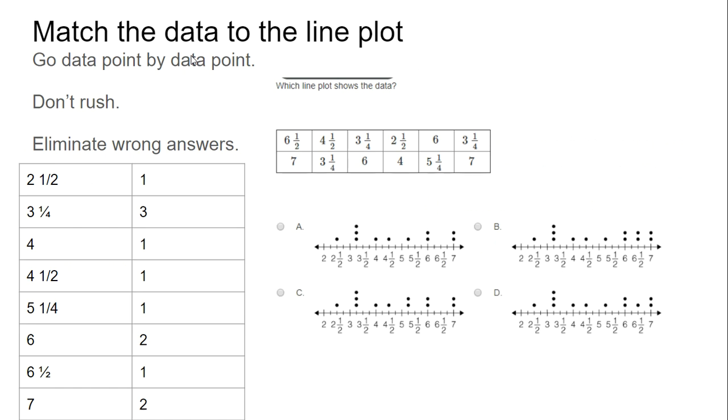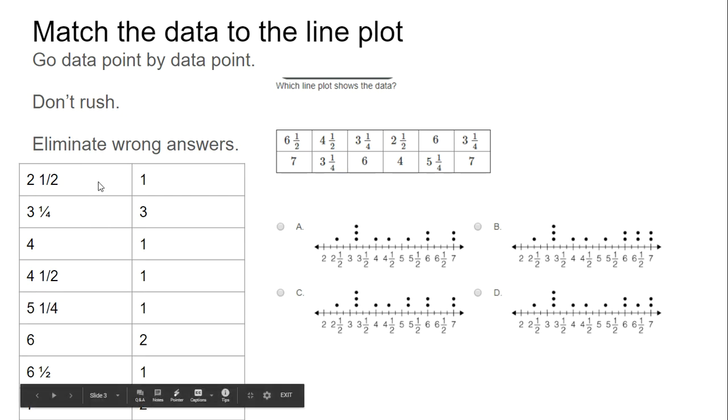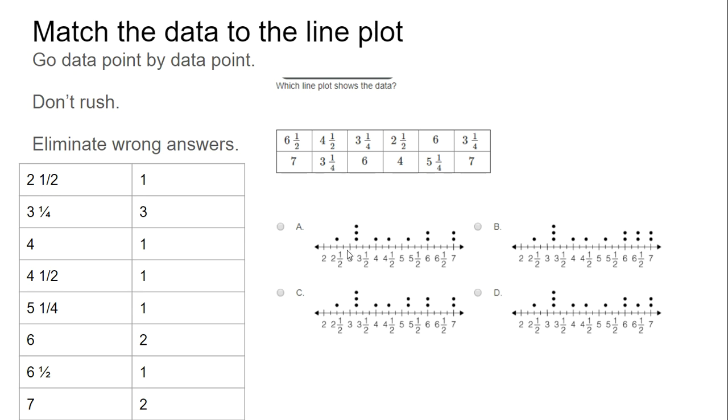All right, next type of question is where you have to match the data to the line plot. It's just very tedious. So what I did ahead of time is I reorganized this table to where it was from least to greatest. And then I said, okay, so for 2.5, there would only be 1 dot. So I'm looking at all of the numbers, okay? They all have 1, so I can't eliminate anything. For 3 3/4, they should have 3 dots. So if I look at every choice, they all have 3 dots.